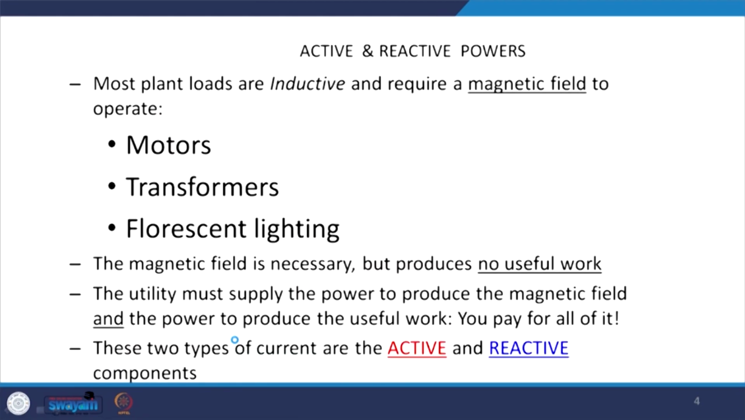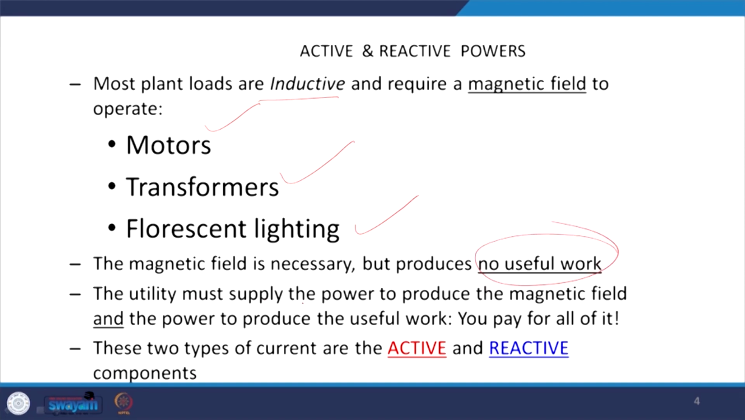So, most of the plant loads are inductive. So, we have predominantly induction machines, which require a magnetic field to operate. These are motors, transformers and fluorescent lighting. The magnetic field is necessary, but produces no useful work. So, that is the magnetic part of the current.